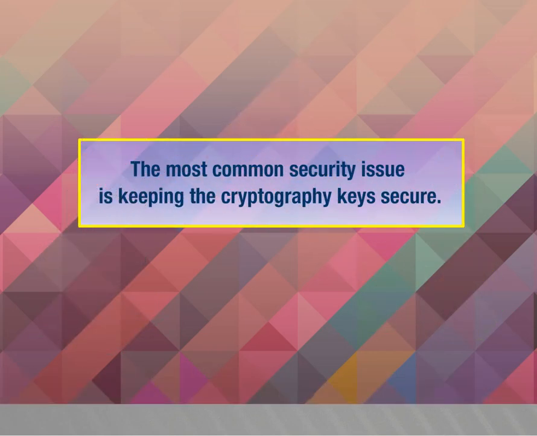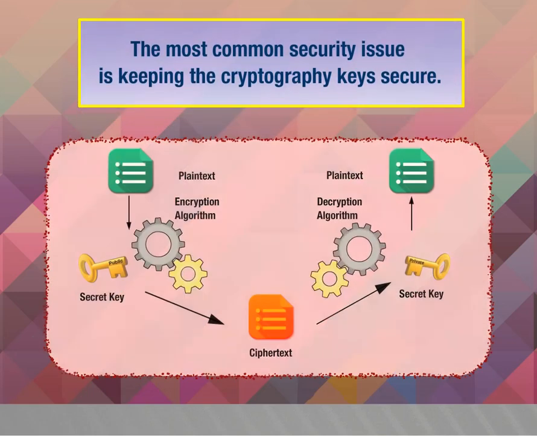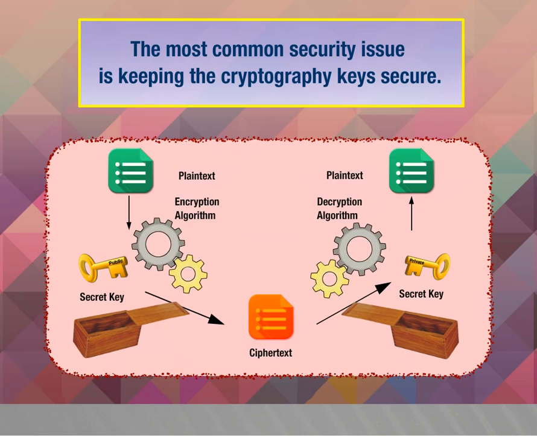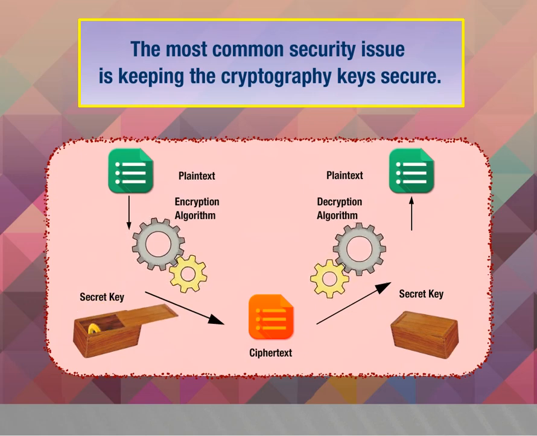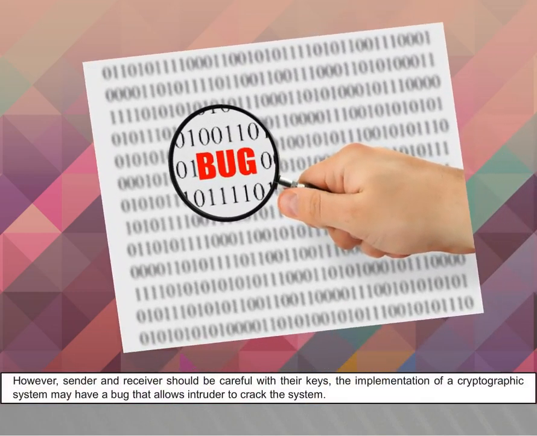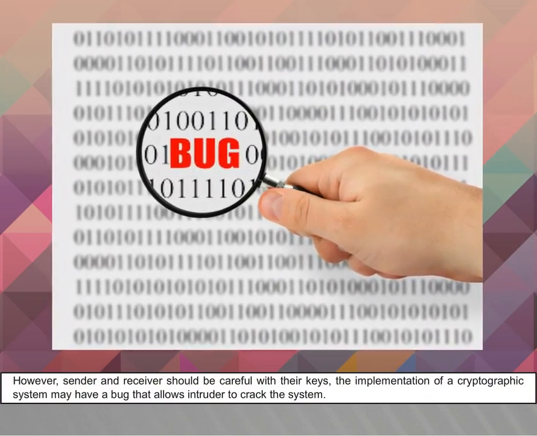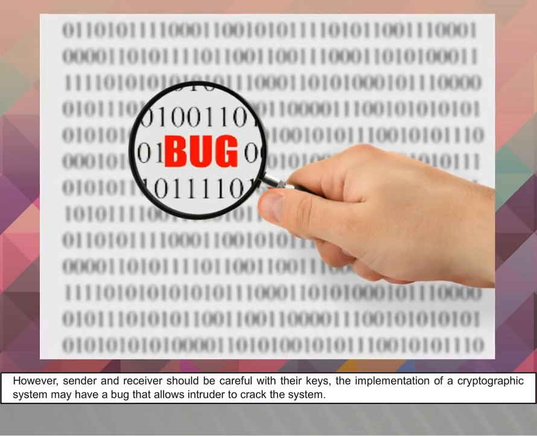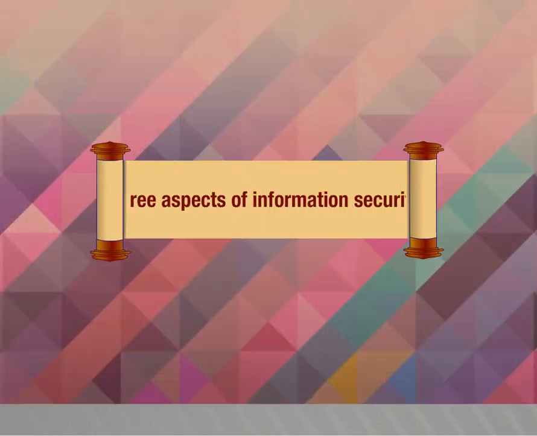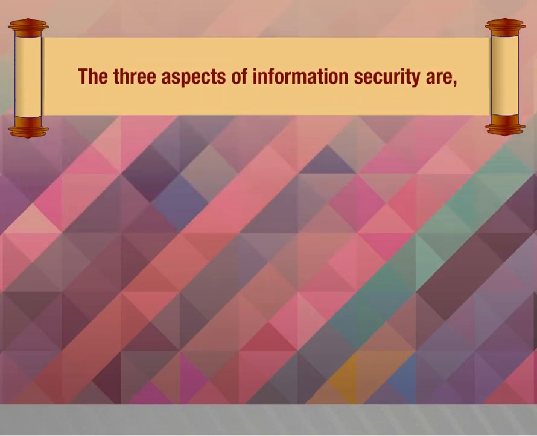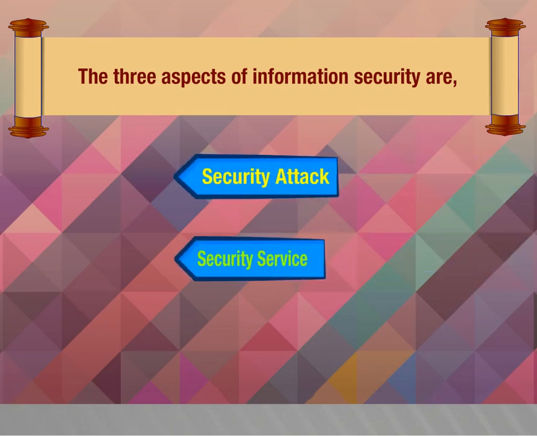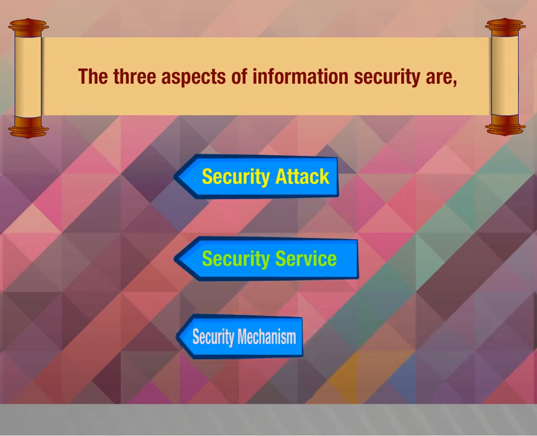The most common security issue is keeping the cryptographic keys secure. Sender and receiver should be careful with their keys. The implementation of a cryptographic system may have a bug that allows an intruder to crack the system. The three aspects of information security are security attack, security service, and security mechanism.